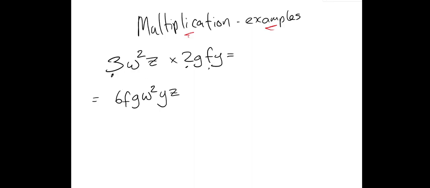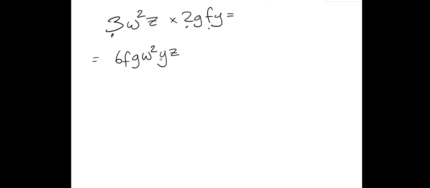Just check. 3 times 2 is 6. Yep, correct. The F is there. Yep. The G is there. Yep. The W, and it's W squared, is there. Yep. The Y is there, and the Z is there. It's all there. That's correct. So notice that all we did was we just combined all of those things together.